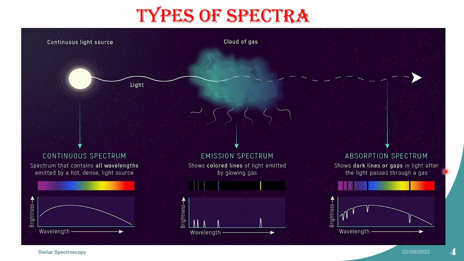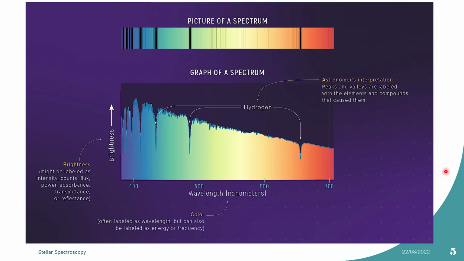So now let's move on to our next slide. This is an artistic illustration of a spectrum. This is not a real one, but anyhow, these dips are due to the hydrogen atoms. This is also a brightness versus wavelength curve, and the peaks and valleys are labeled with the elements and compounds that cause them. And as I have said earlier, this is due to the hydrogen atoms' presence in the stars or the cloud of gas. Now, these spectra are mainly produced by atoms and molecules.